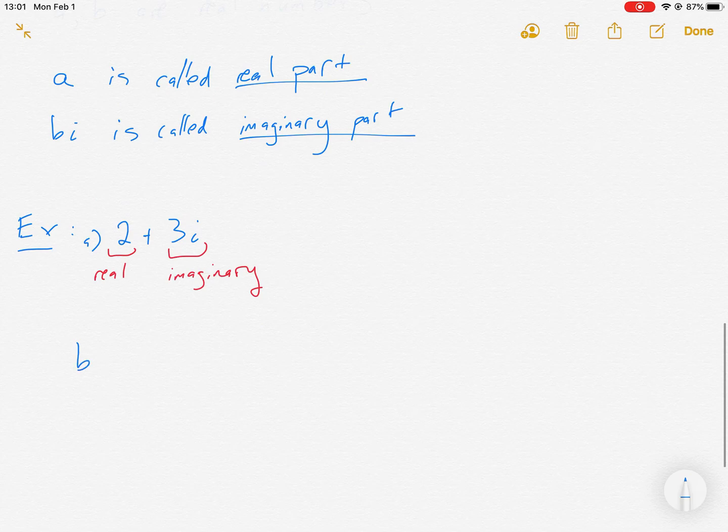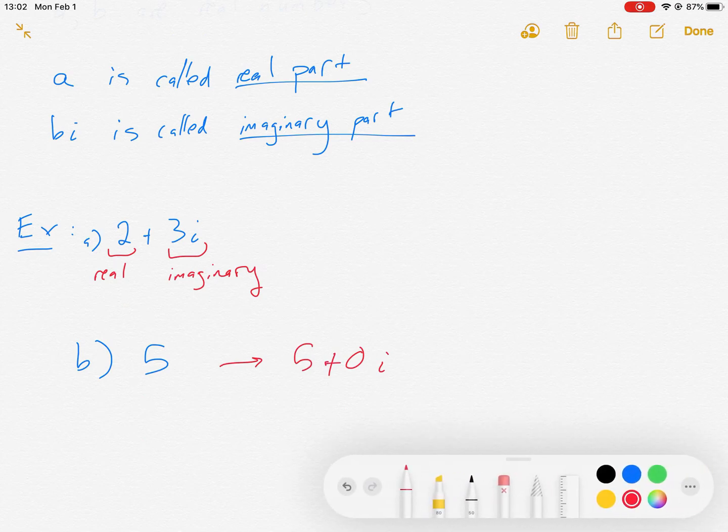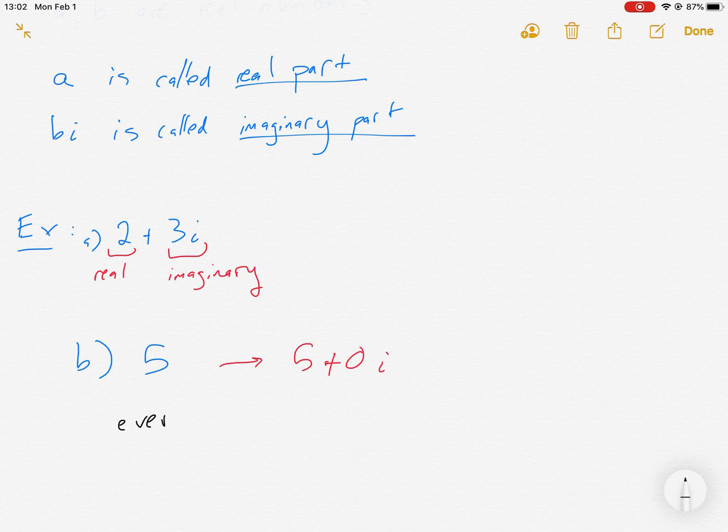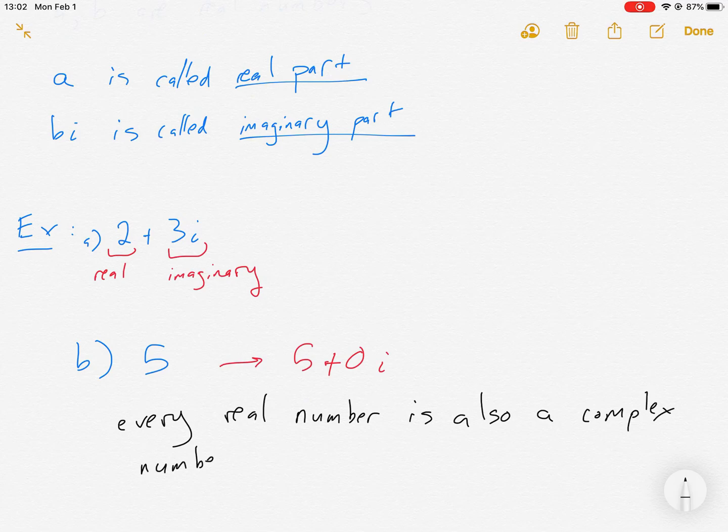Another example of a complex number is the number 5. Notice that 5 could be rewritten as 5 plus 0i. So actually every real number, this is a good result to write down, every real number is also a complex number. It's just that the imaginary part would be equal to 0.